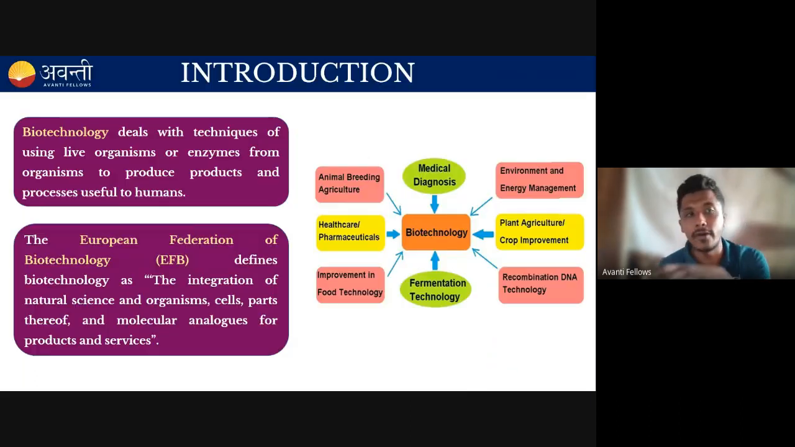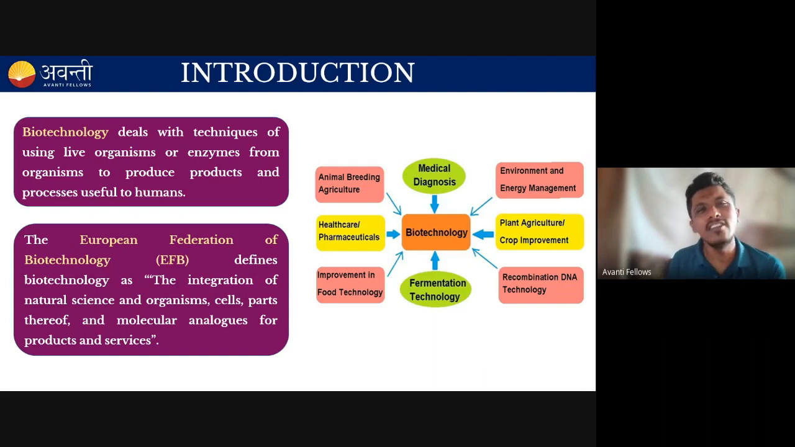But modern biotechnology involves live organisms or the enzymes of organisms, and we alter them for human use. Okay. So the European Federation of Biotechnology defines biotechnology as an integration between natural resources, such as organisms, cells, and their parts, and molecular analogs for their products and services. So this is called biotechnology.